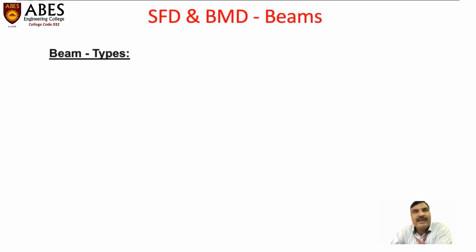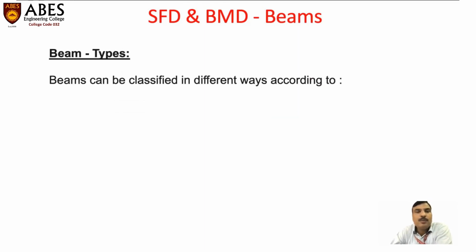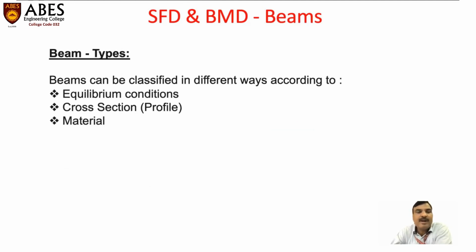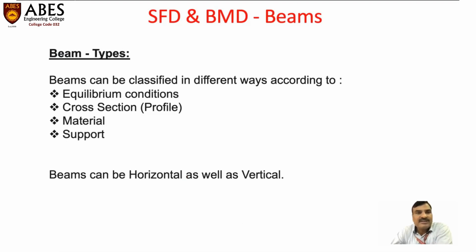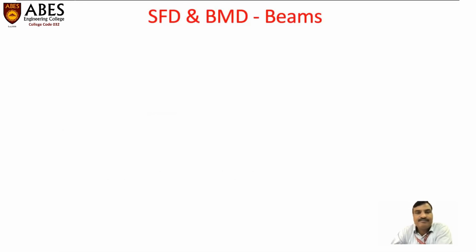So we can classify beams according to equilibrium conditions, according to cross section of the beam, according to material, or according to support on the beam. The very first thing which we need to know is that a beam can be horizontal as well as vertical. The only condition is that it should support load on the lateral axis. If it is supporting load on the vertical axis or longitudinal axis, we call it a column.